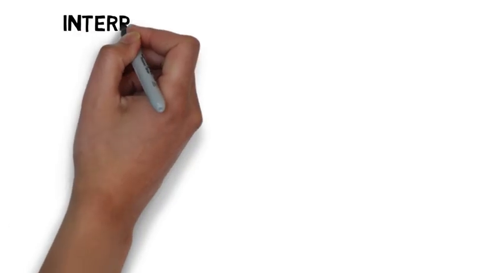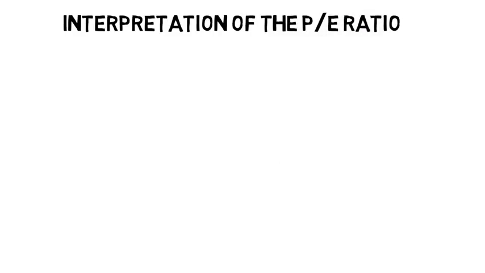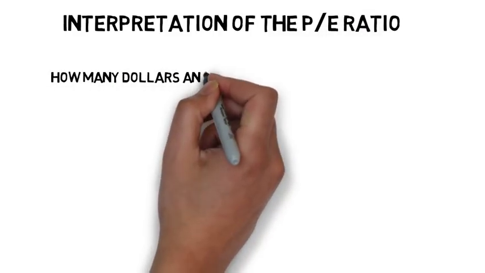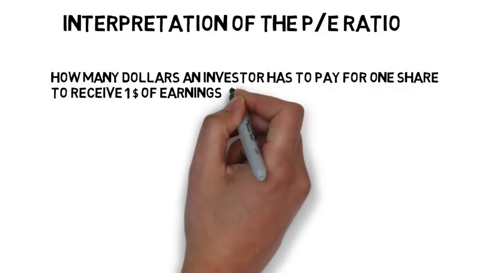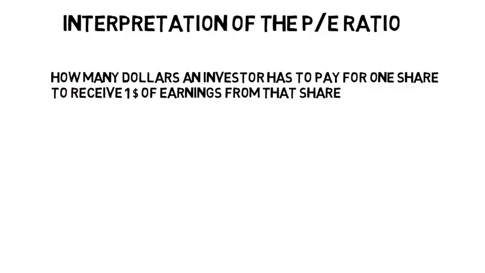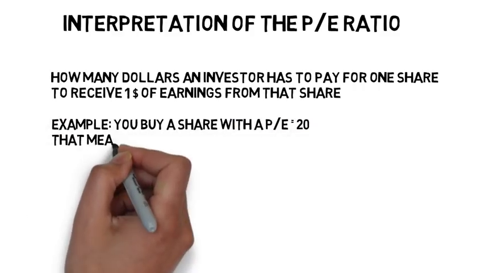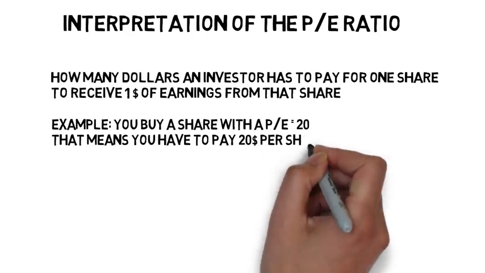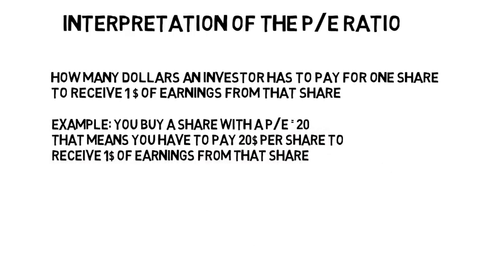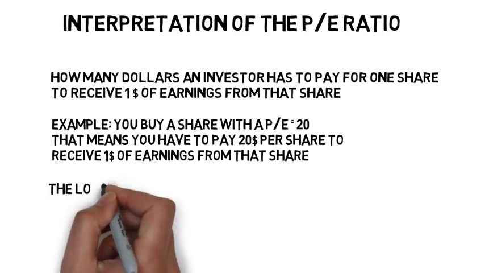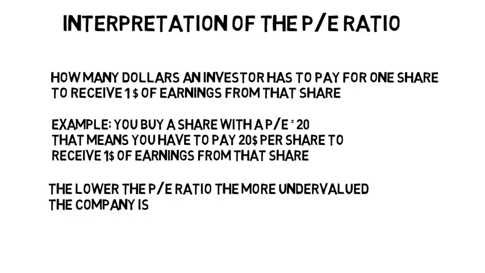But what does the PE ratio really say about when to buy a stock? The PE ratio just tells you how many dollars you have to pay for a share to receive $1 of earnings from that share. Say you buy a share and the PE ratio is 20, that means you are willing to pay $20 to get $1 of earnings from that share. That means the lower the PE ratio, the more bang you get for your buck and the more undervalued the company is.